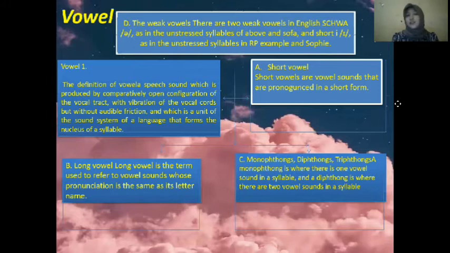Next, I will explain about the weak vowels. So there are 2 weak vowels in English: schwa, as in the unstressed syllable of above and soda, and short e, as in the unstressed syllable in the RP examples and Sophie.